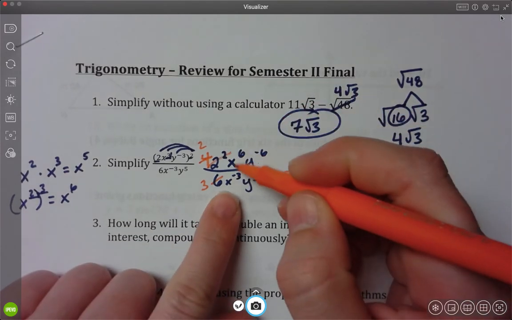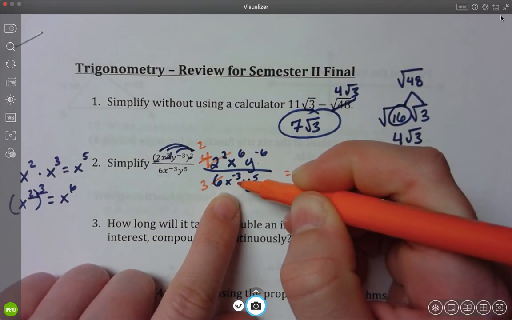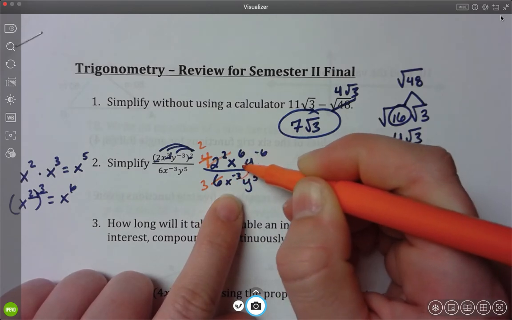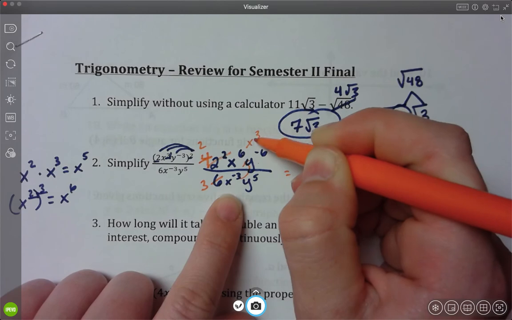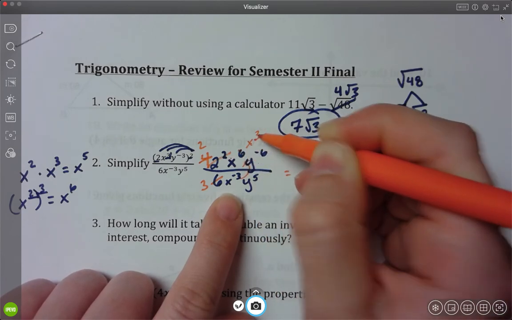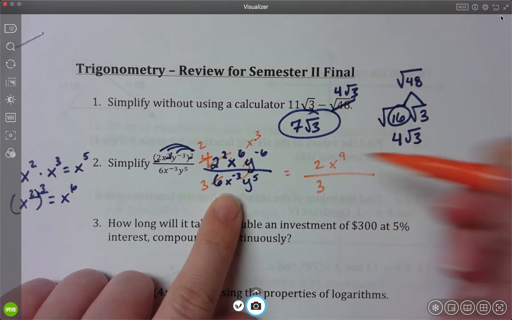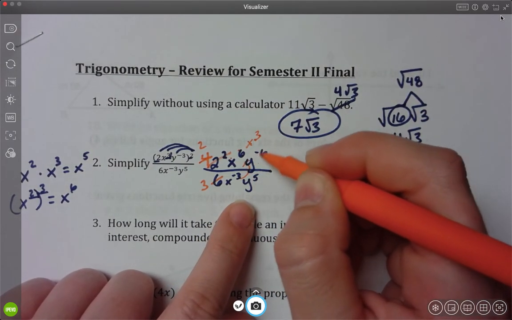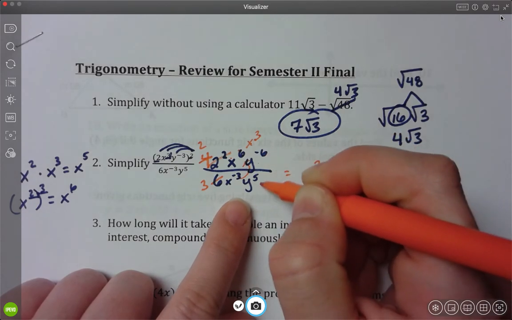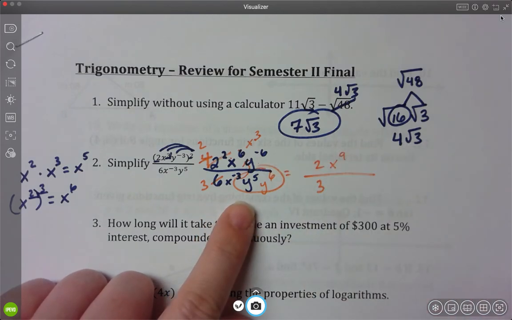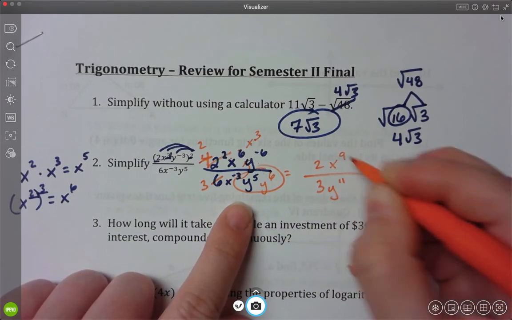Now the x's: there's 6 on the top and negative 3 on the bottom. If I want to make that a positive 3, I can move him to the top. So he will become x to the 3rd power, and x to the 6th and x to the 3rd is going to be x to the 9th. I add those together. Now same thing with the y's. When I have y to the negative 6th power, I'm going to move him to the bottom to make him y to the positive 6th power. And then I combine these two, which will make y to the 11th power, and that's what he will look like.